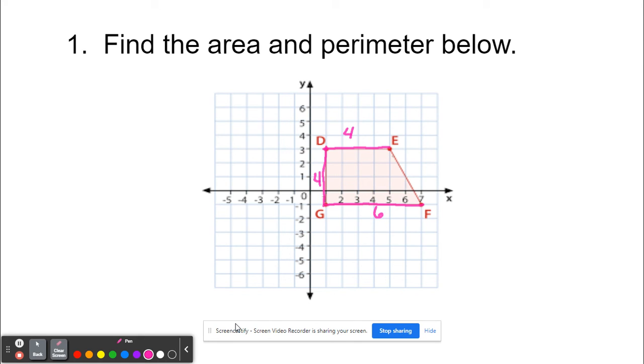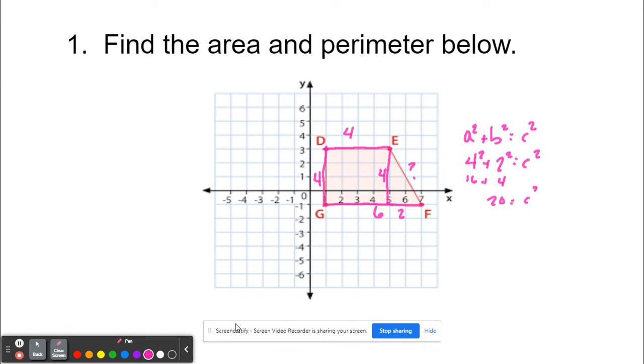And then this one I can't tell because it's kind of crooked. So what I'm going to do is use the Pythagorean theorem. So this is 4 and 2, and I'm going to find this by doing a squared plus b squared equals c squared. So I've got 4 squared plus 2 squared equals c squared. So 16 plus 4 is 20.